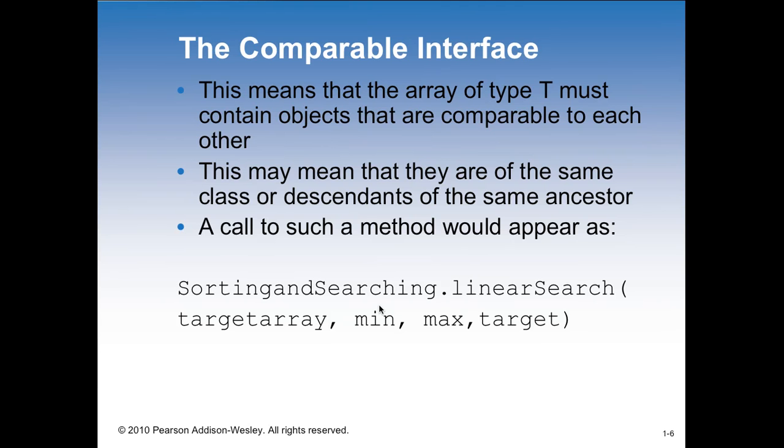So the comparable interface means that the array of type T must contain objects that are comparable to each other in the array. This may mean that they are all the same class or descendants of the same ancestor. So a call to such a method would appear such as sorting and searching dot. The method is linear search with a target array and a minimum, a maximum, and then the target list essentially to sort it to.